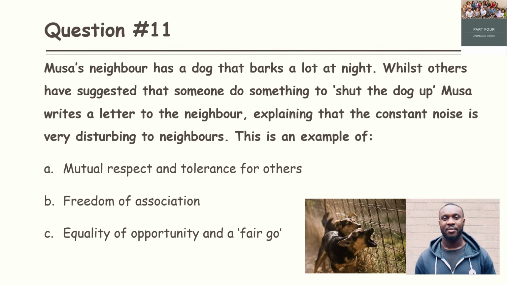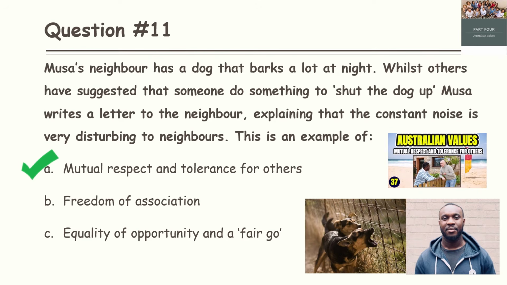Question 11. Moosa's neighbor has a dog that barks a lot at night. Whilst others have suggested that someone do something to shut the dog up, Moosa writes a letter to the neighbor explaining that the constant noise is very disturbing to neighbors. This is an example of A. Mutual respect and tolerance for others. B. Freedom of association. C. Equality of opportunity and a fair go.